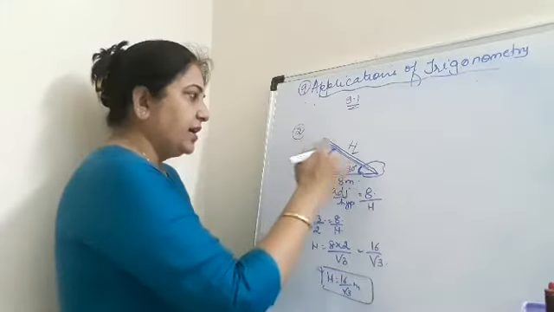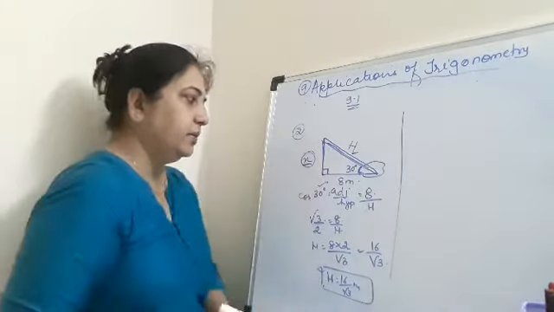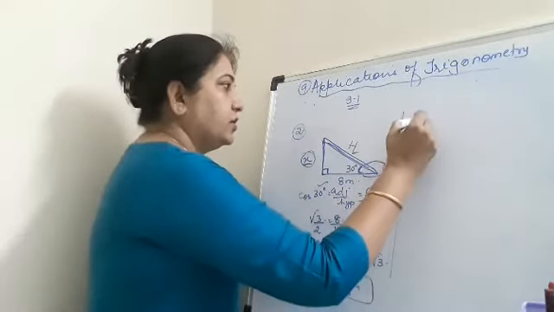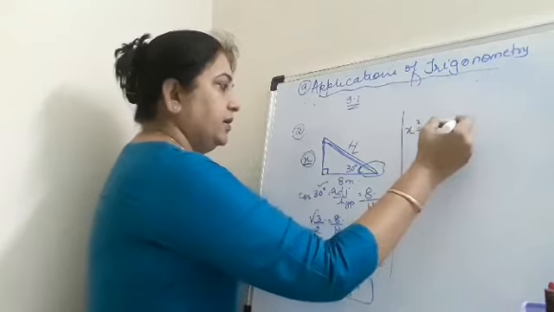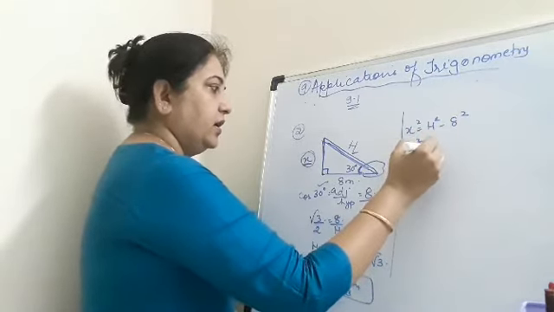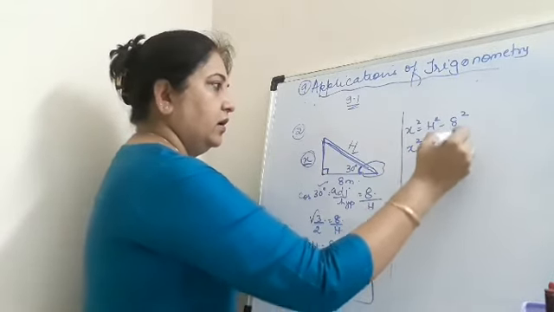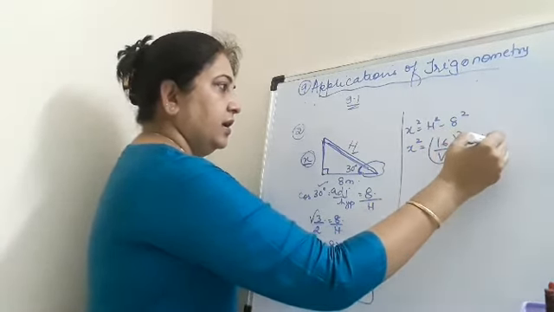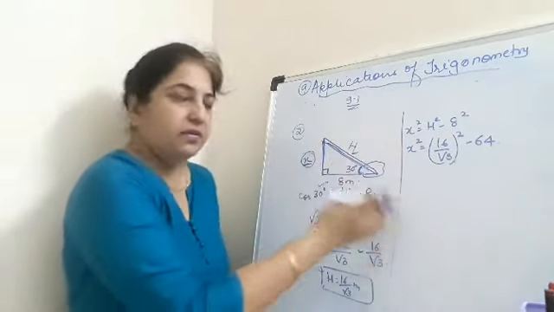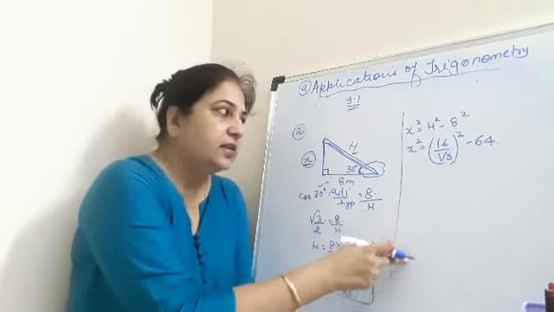Now we want this x also. We can find x by the Pythagoras theorem. So we write x square is equal to h square minus 8 square. x square is equal to 16 upon root 3, the whole square, minus 8 square, which is 64. Now I will not proceed, I will stop here. This solution you will find on your own.